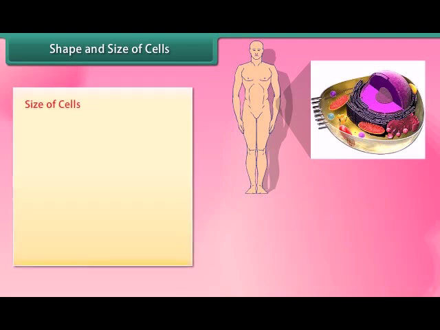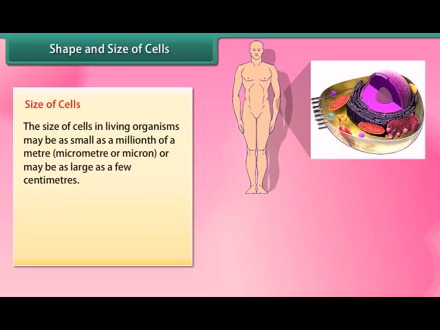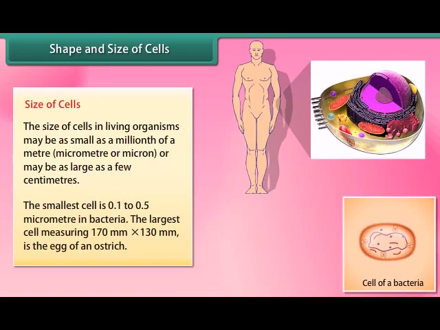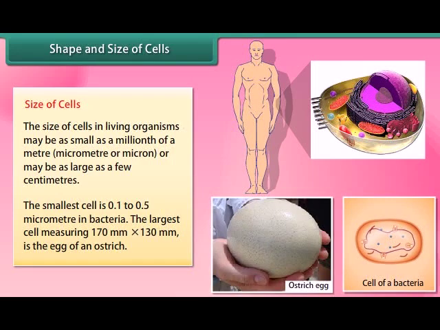Size of cells. The size of cells in living organisms may be as small as a millionth of a meter, micrometer, or micron, or may be as large as a few centimeters. The smallest cell is 0.1 to 0.5 micrometer in bacteria. The largest cell, measuring 170 mm into 130 mm, is the egg of an ostrich.